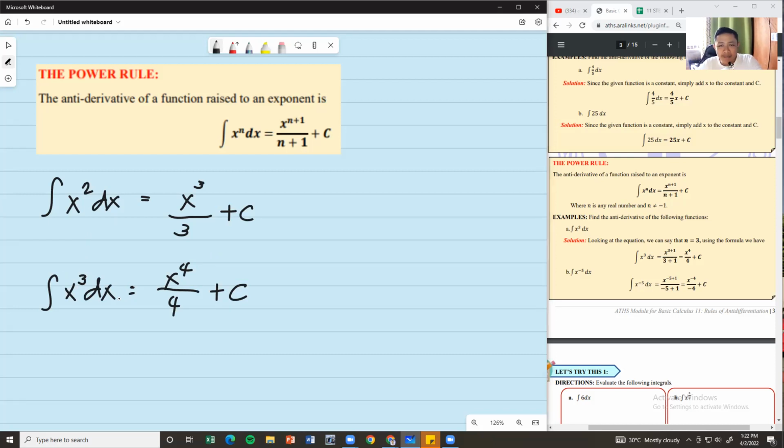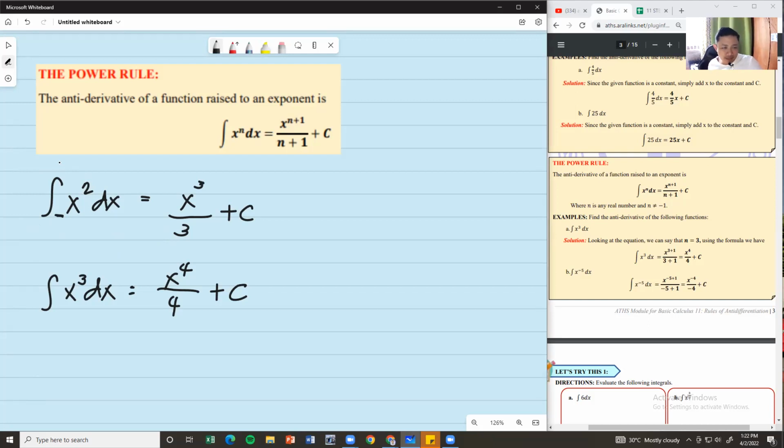Sir, bakit po yung kanina meron pong dinidivide na number, but ito po wala? Okay. Simply because if we will look at it, we are still with the power rule and there is no constant yet. Our next example will be that one. So there will be the divided by 3 here will have a purpose. But for now, since it's just a variable, so don't mind that yet.